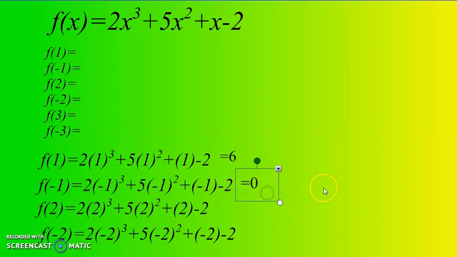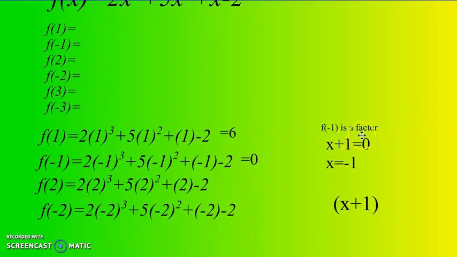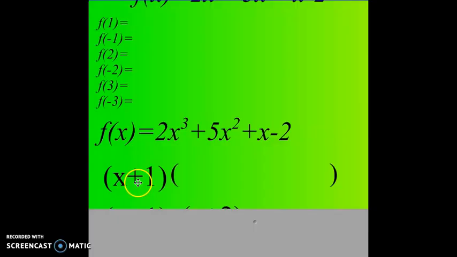So knowing that f of -1 is 0, one step forward, it would be x plus 1 is equal to 0. So that means x plus 1 is the factor. So if x plus 1 is the factor, I need another factor to give me that result again.